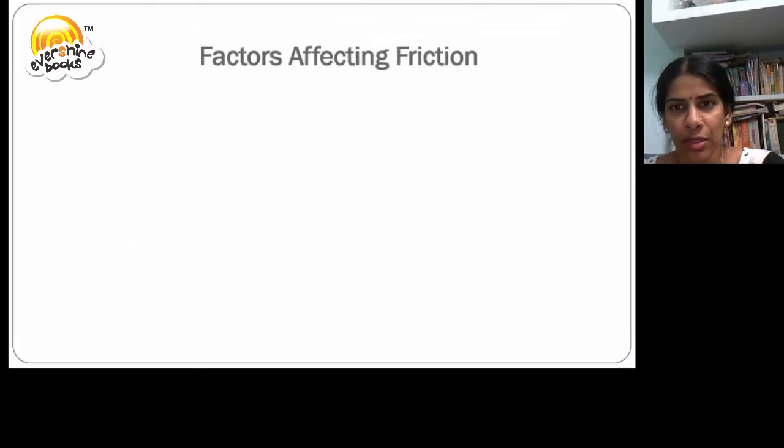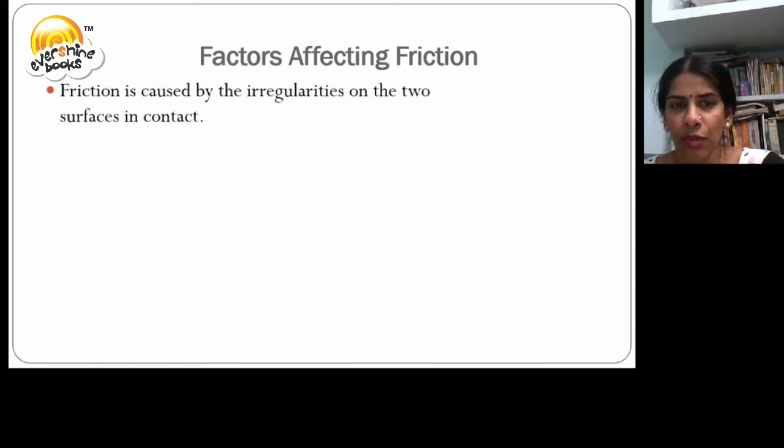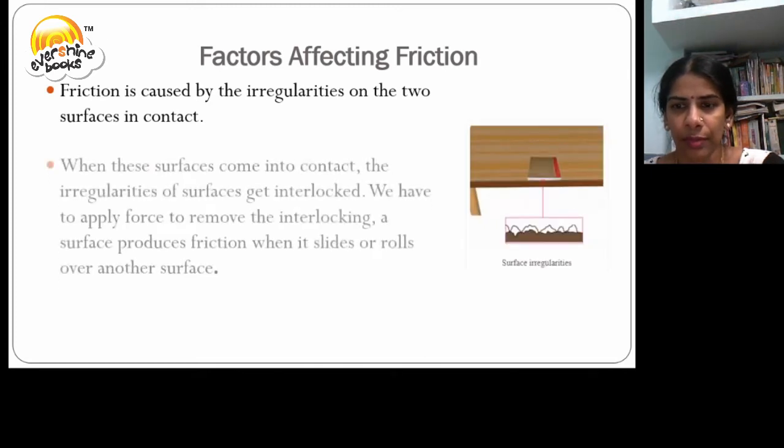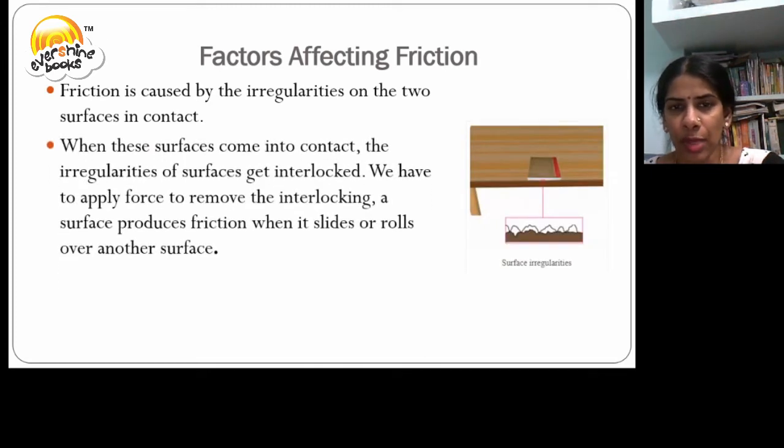What are the factors affecting friction? Friction is caused by irregularities on the two surfaces in contact. When these surfaces come in contact, the irregularities of the surfaces get interlocked. We have to apply more force to remove the interlocking. A surface produces friction when it slides or rolls over another surface.